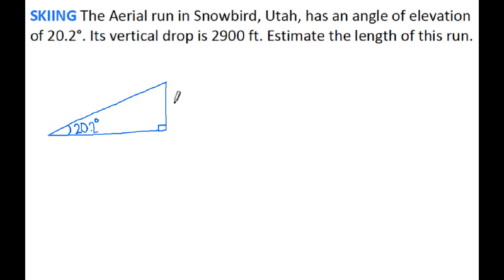The vertical drop is 2,900 feet. So this side is 2,900 feet. The length of the run is the portion that people would actually ski off of, so this is what we are trying to find. Okay, so I can go ahead and label my sides. Here's my angle, this is my opposite side, and this is my hypotenuse. So I'm trying to find a trig function that uses opposite with hypotenuse, and that's going to be sine.